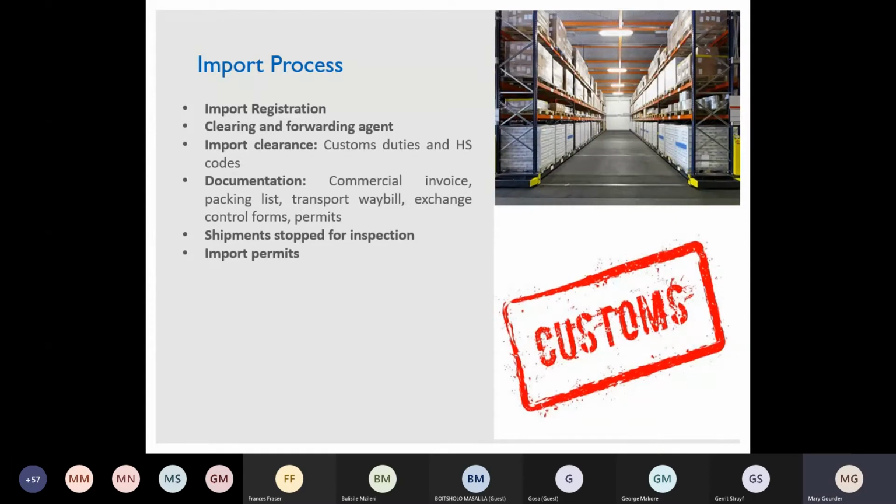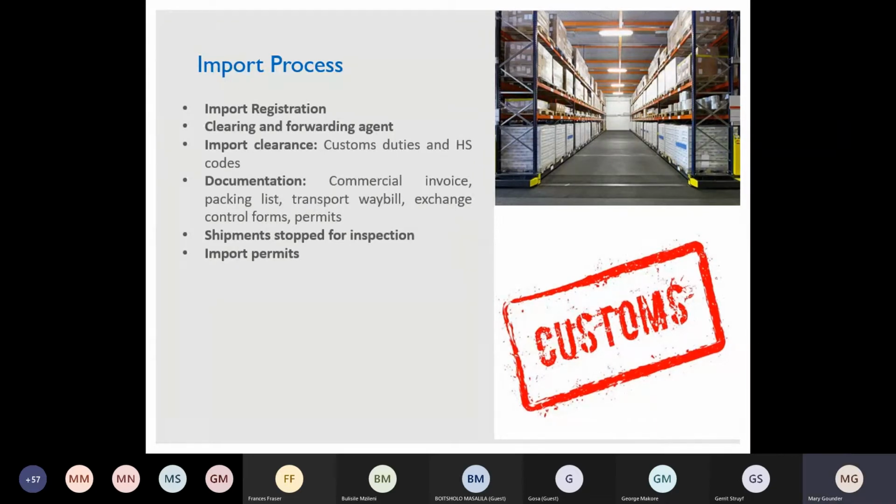The import process in South Africa, we normally would have to, as usual, register our businesses, do our import registration with customs. We would also need a clearing and forwarding agent, pay for customs duties, and look at the HS code based on the customs duty. The customs duties are based on the HS codes; every single commodity has an HS code, and your customs duties are based on that. So whether it's duty free or not, it is based just on the HS code. We will also need our commercial invoices from you, packing list, transport waybill, exchange control forms, permits, and so on. So whatever documents that you have gotten ready for us, we will require it on our side to do the import clearance.